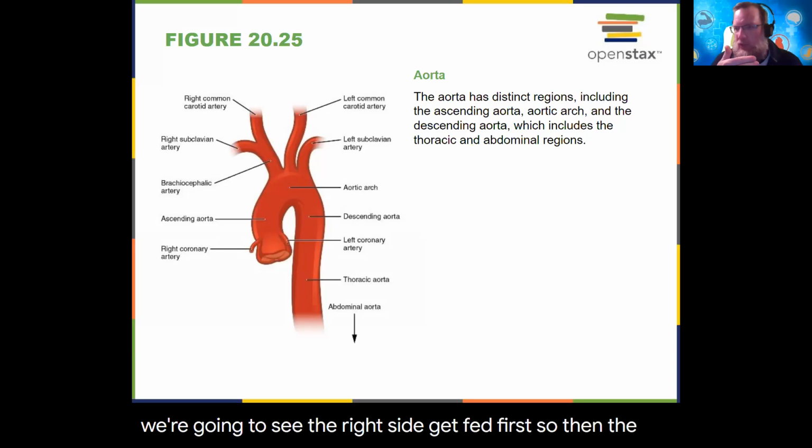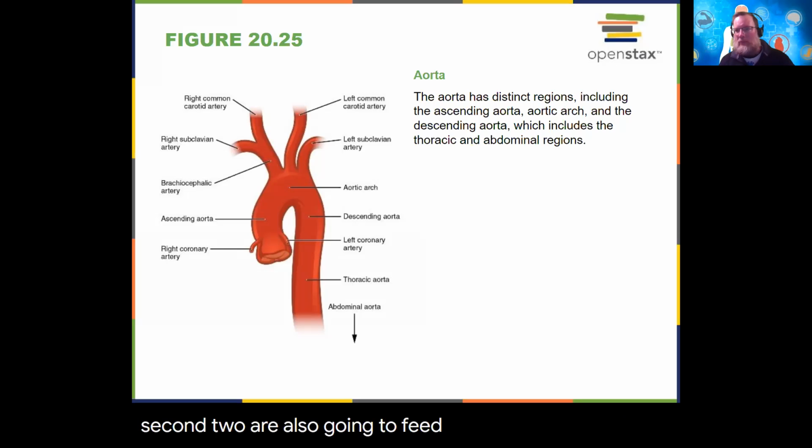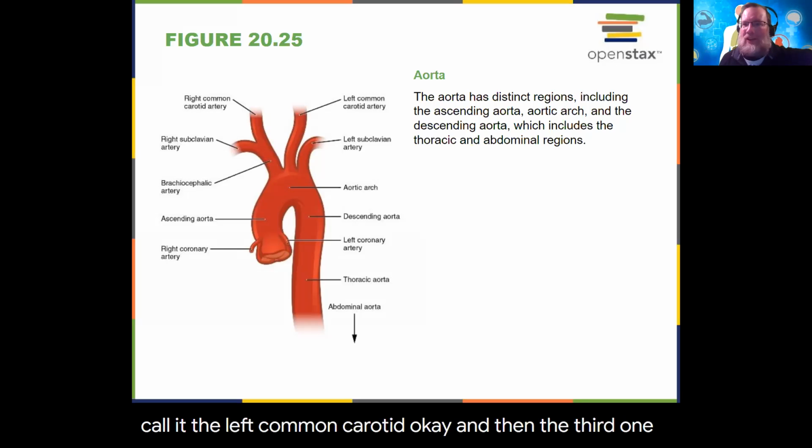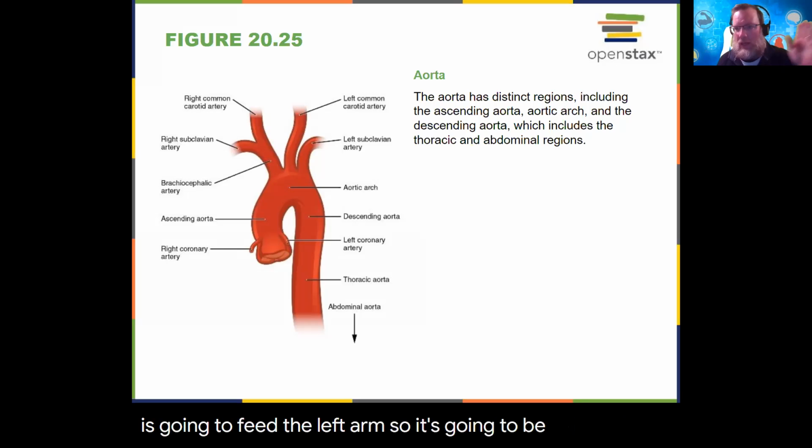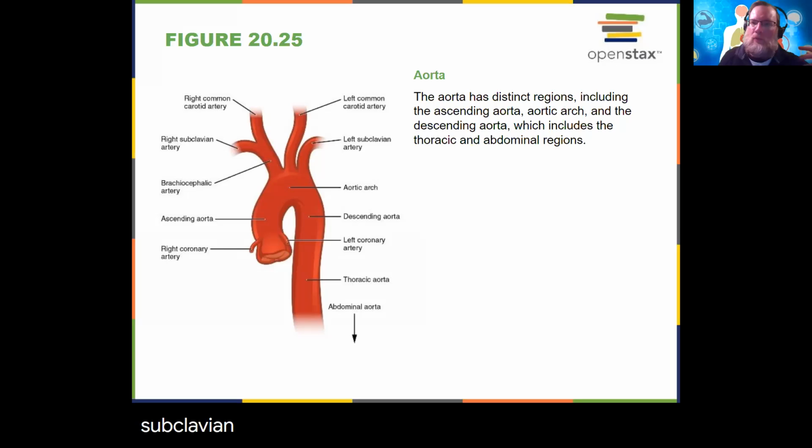So then the second two are also going to feed the same thing. The second one is going to feed the left side of the head. So we call it the left common carotid. Okay. And then the third one is going to feed the left arm. So it's going to be the left subclavian, which means it goes under the clavicle and then ends up out at the arm. Ends up being the brachial artery, and then they just keep tapering.